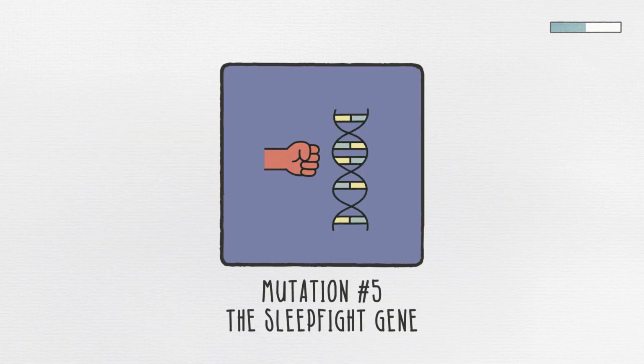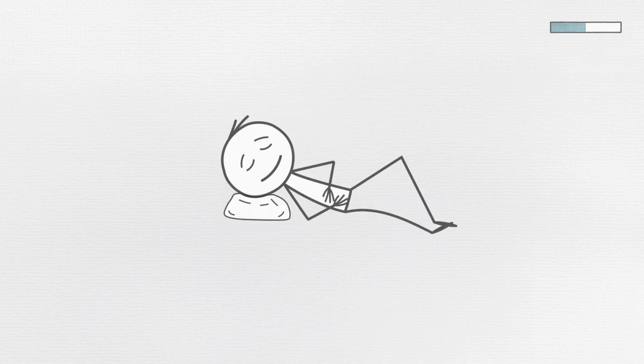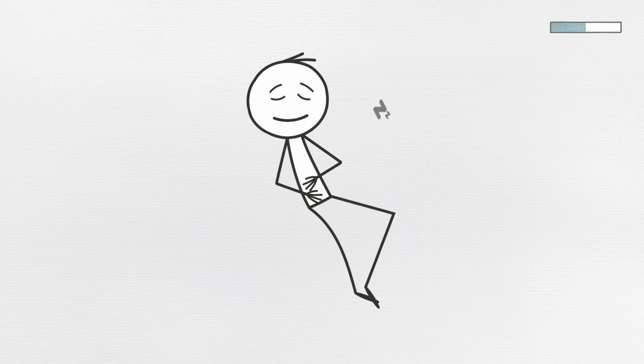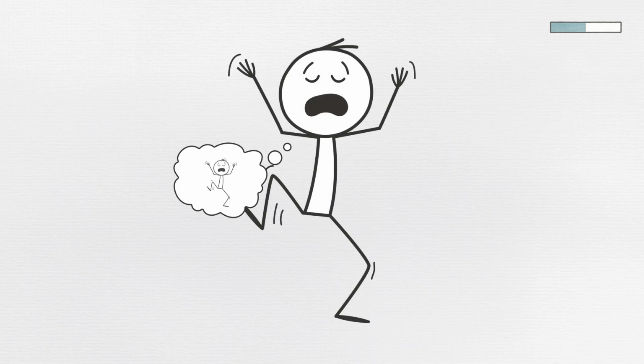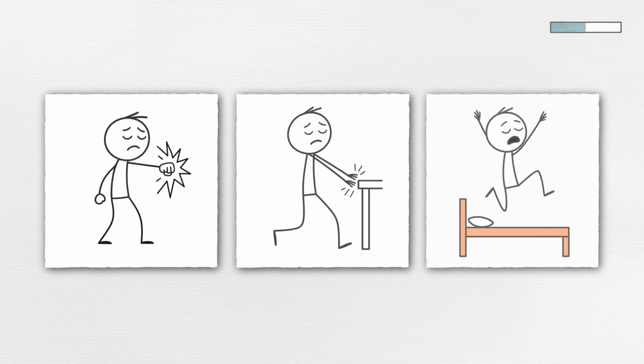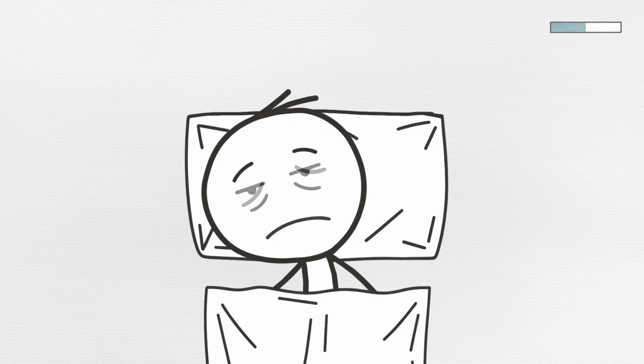Mutation number 5, the Sleepfight gene. You fall asleep, but your body doesn't. Instead of lying still and dreaming peacefully, you start talking, yelling, and thrashing. Sometimes even acting out your dreams, punching walls, running into furniture, or trying to leap out of bed. And you don't remember any of it.